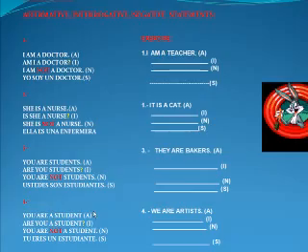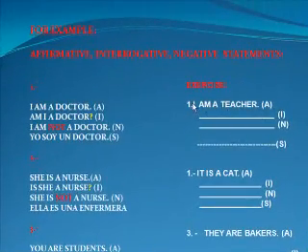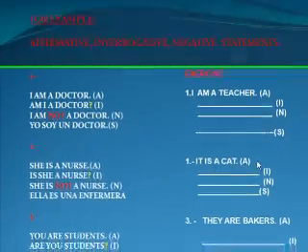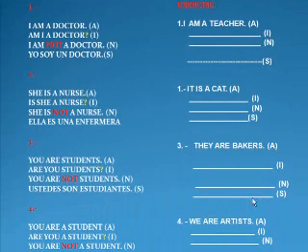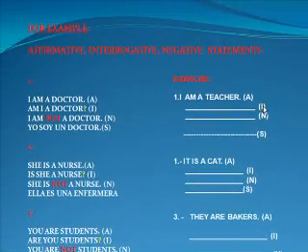Okay. We have more exercise. You practice in your house. I am a teacher. It is a cat. They are bakers. We are artists. Student, pronouns. I am a teacher. It is a cat. They are bakers. We are an artist. You complete in your notebook: interrogative, negative, and Spanish. Next.